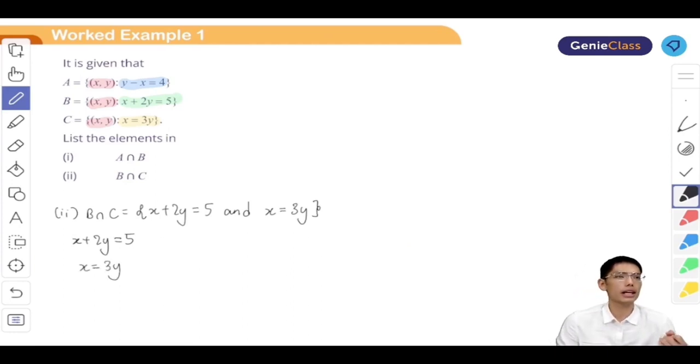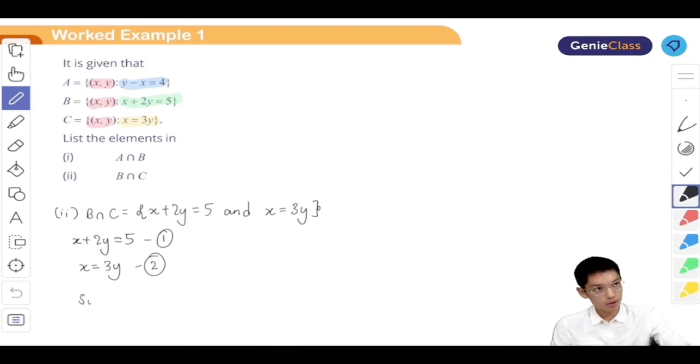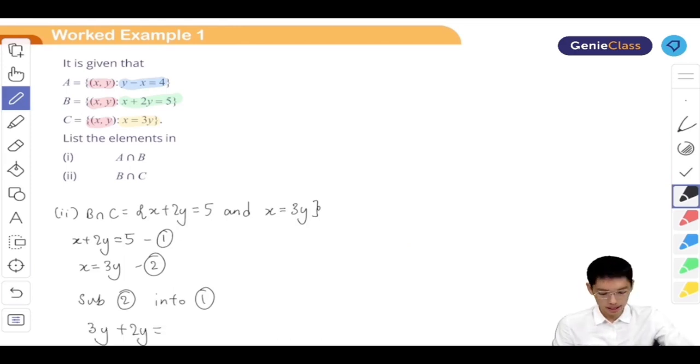Now over here, you can eliminate if you want, but you can also substitute. Okay, x equals 3y. It's already a subject. So what we do, we can substitute, in this case, 2 into 1. You're going to have immediately 3y plus 2y equals, in this case, 5. Forming from there, we can solve further, simplifying more. So I have 5y equals 5, y equals 1.